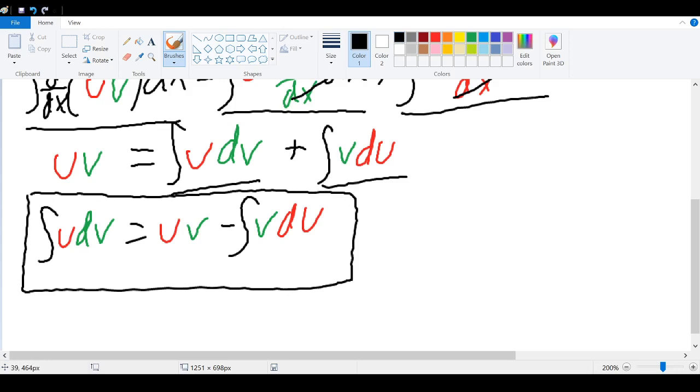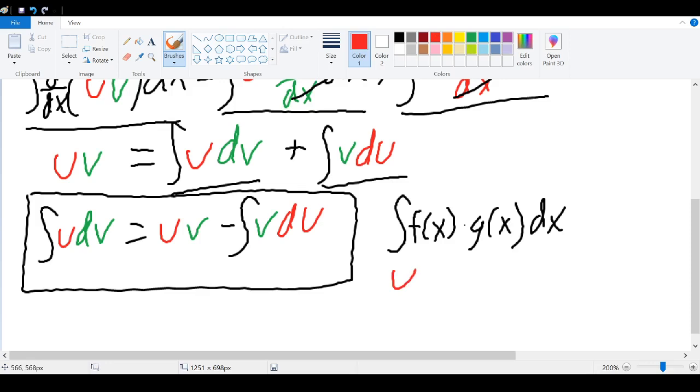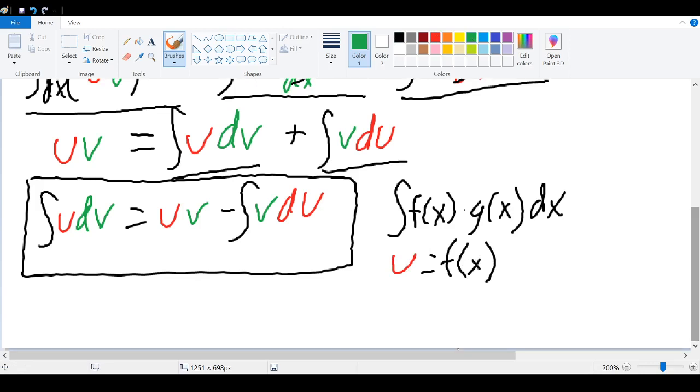And so now, if you were to integrate, say, a function of f of x times g of x dx, you could set u equal to f of x, and then your dv would equal g of x dx. And so now you have a nice formula that could solve this.